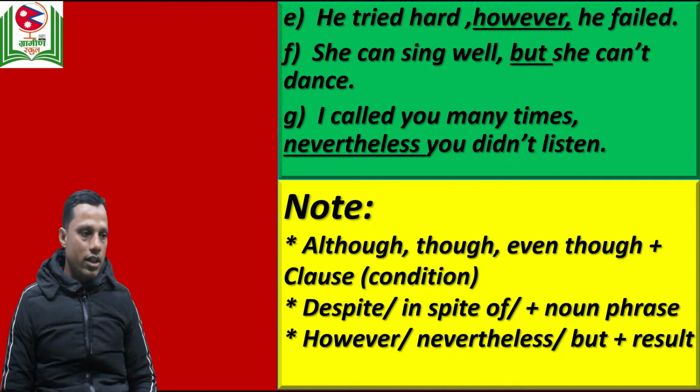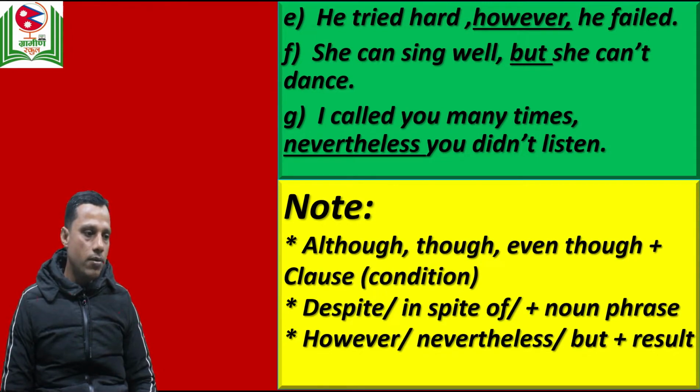Now number E, let's see, we have some more examples over here regarding the connectives of unexpected result. In example number E, we have he tried hard, however he failed. Number F, she can sing well, but she can't dance. Number G, I called you many times, nevertheless you didn't listen. Now look at these three examples. Number E, he tried hard, however he failed. Yes, the connectives like however, but, nevertheless are also used as the connectives of unexpected result.